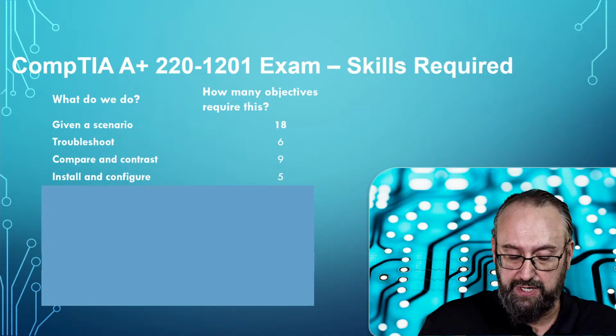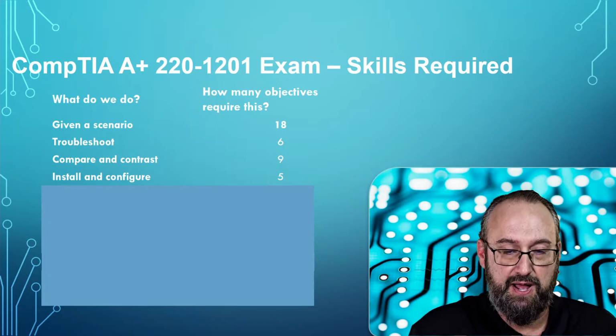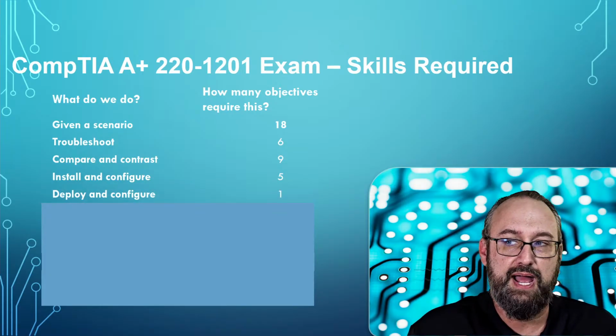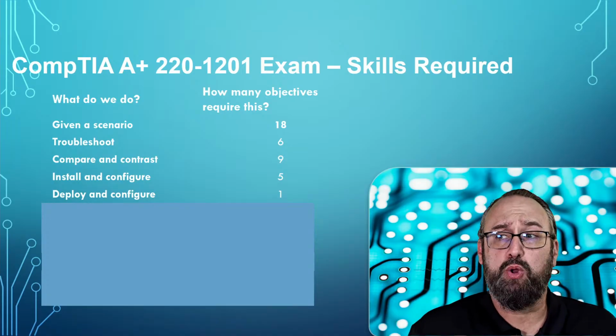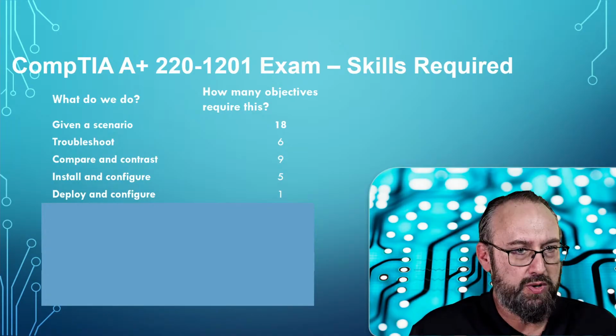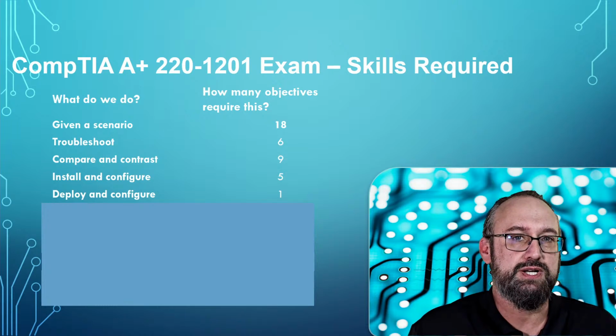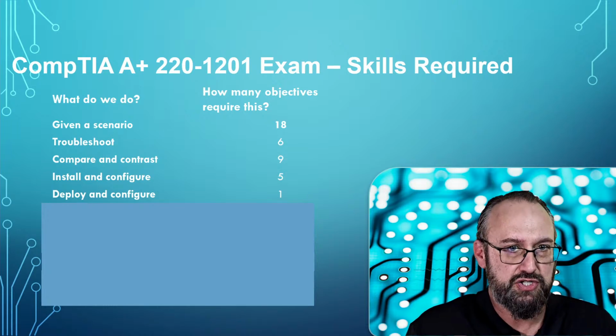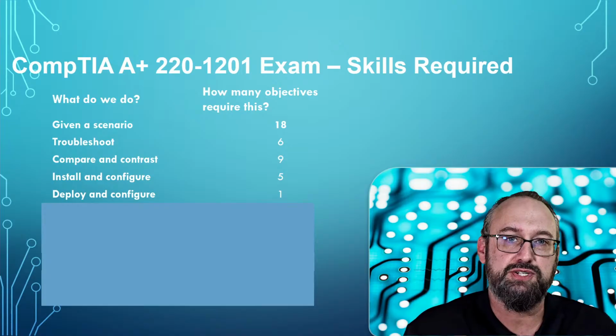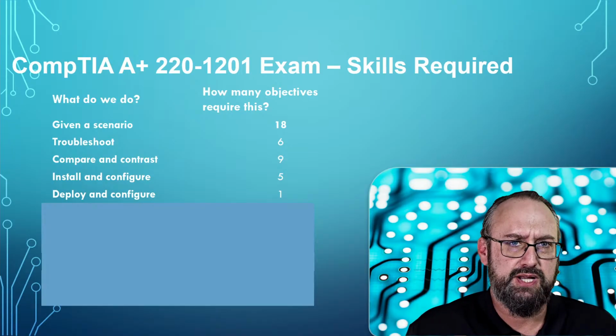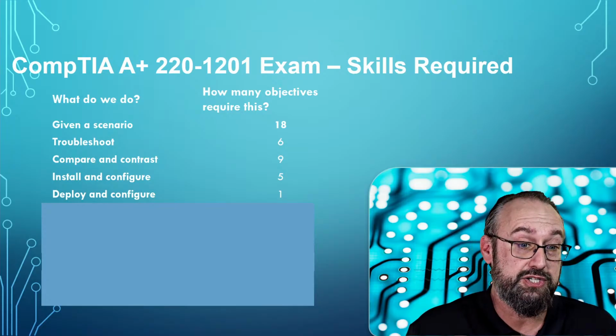So install and configure, that's going to be 5 objectives for that action. Next is deploy and configure. Here's another one where you might have multiple steps and performance-based questions, right? Because what are we doing when we deploy and configure? We actually have to do something here that requires putting a couple of components together. Again, it could be drag and drops, could be a scenario where it requires basic configuration.